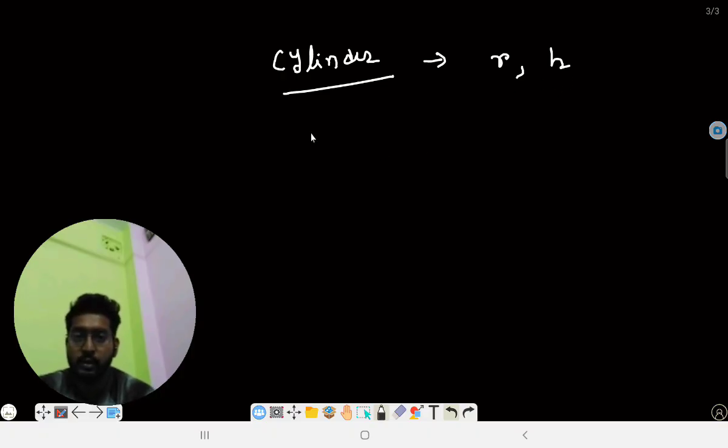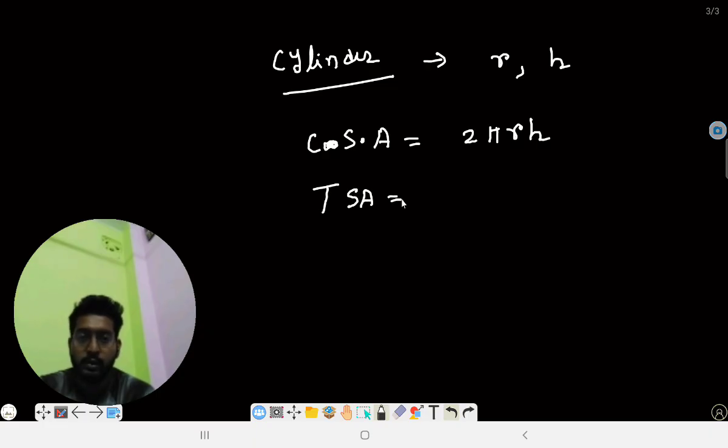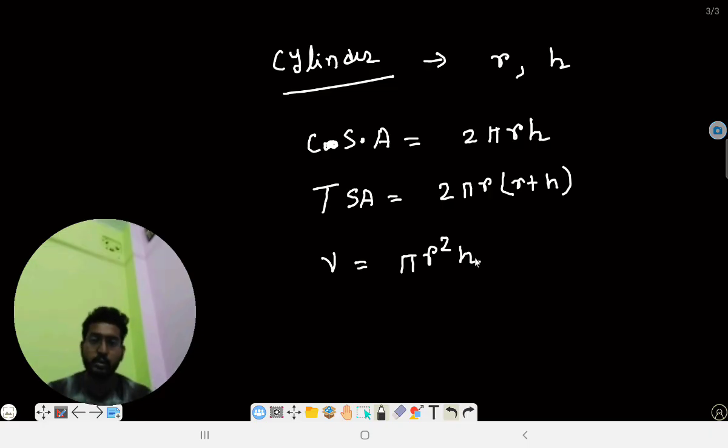Now first one is the curved surface area, also called CSA. What is the formula for curved surface area? That is 2 pi r h. Now total surface area. The formula will be 2 pi r into r plus h. Okay, so this is the total surface area. And next one is the volume. The volume formula is pi r square h. Okay, so this is the formula for cylinder.